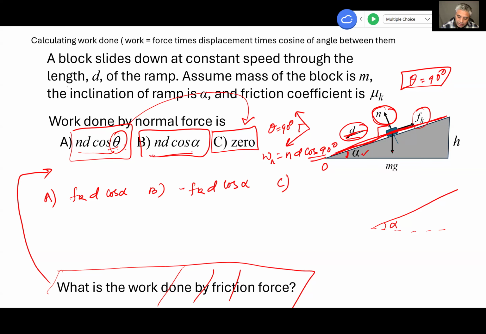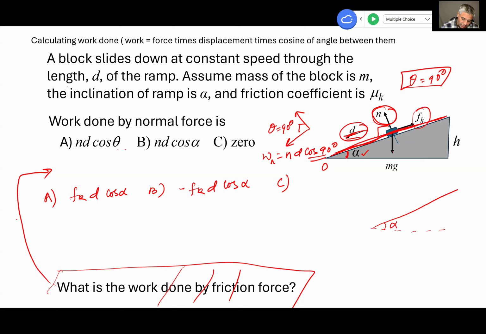How about this one? See, alpha is not the angle between N and D, so you cannot use that. You cannot just stick any angle you see into the equation while finding work done. It has to be the angle between force and displacement. That's why I'm emphasizing this so much. So never ever do it without drawing the force and displacement. Figure out the angle that way.